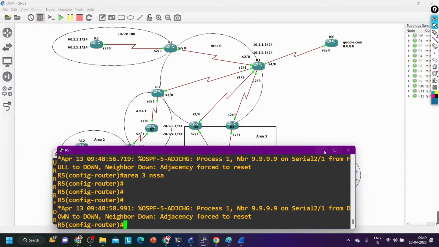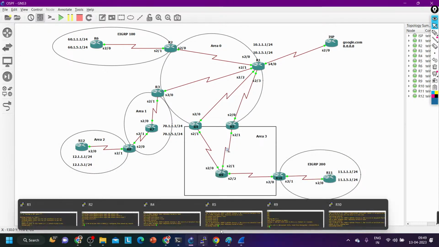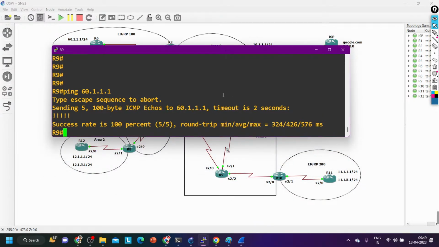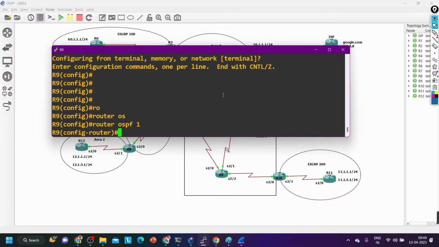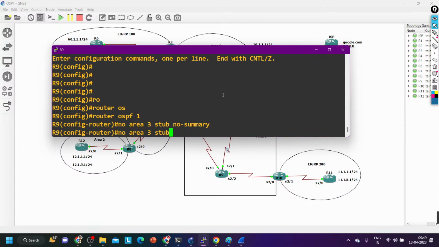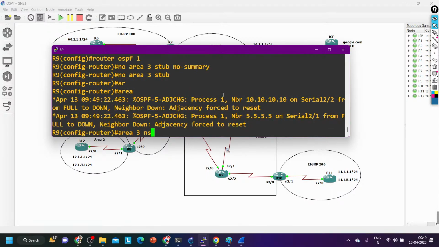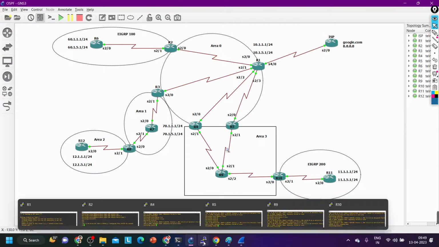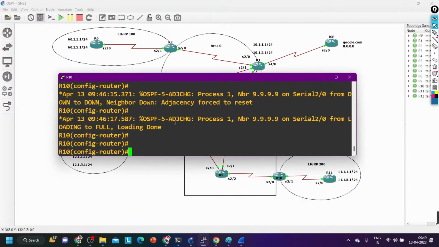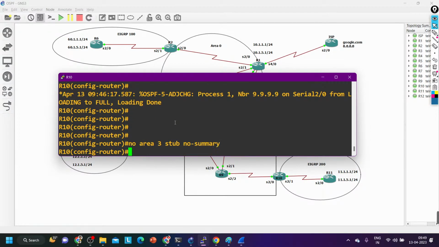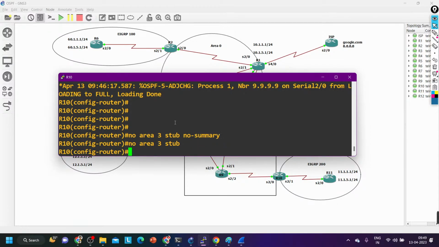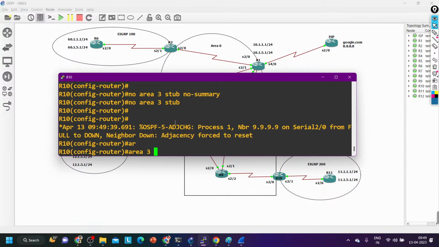Okay, now on router number 9, config t, router OSPF 1, say no over here, and area 3 is what? NSSA now. In the same way on router number 10 also. Let me do the same thing. No stub, and area 3 is my NSSA area.